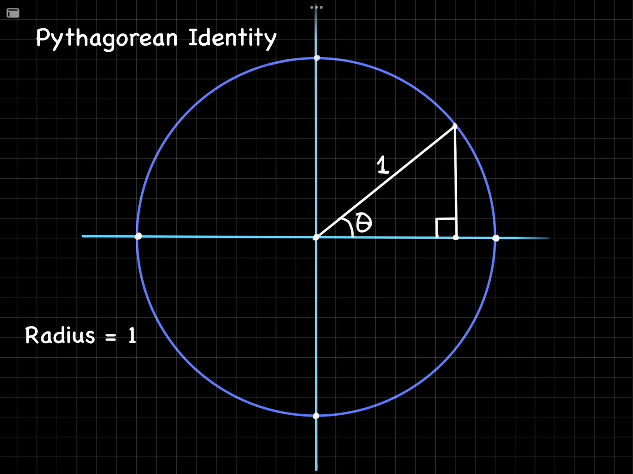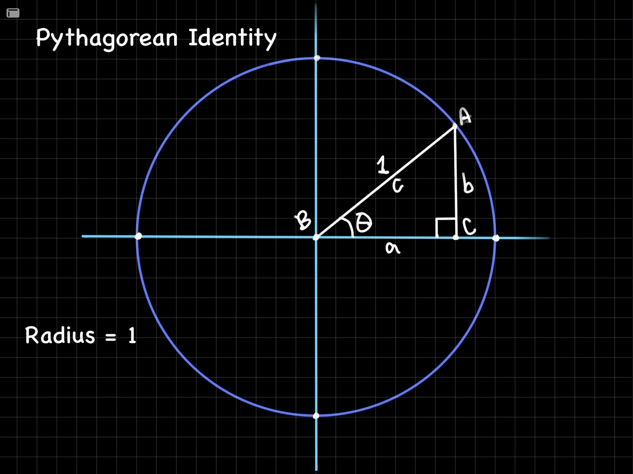Within this circle, we have a right triangle in which the hypotenuse is the radius of the circle and is therefore equal to 1 unit. Point A is on the circle. Point B is at the origin of our graph. And point C is on the x-axis, directly below point A. Let's call this side A, this side B, and the hypotenuse side C.